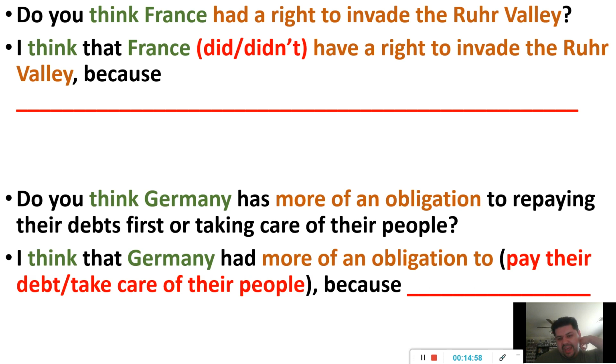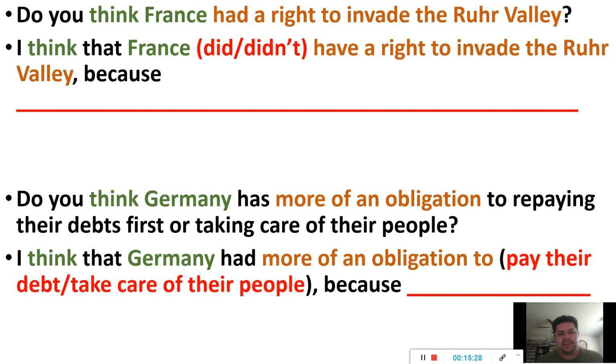So do they have more of an obligation to repay their debts first or take care of their people? Because again, remember, they're in a financial crisis. They're going to need their money. So do you think that they have more of an obligation? Their focus should be more on repaying France and other countries, or is it to take care of their own people? So what do you think?